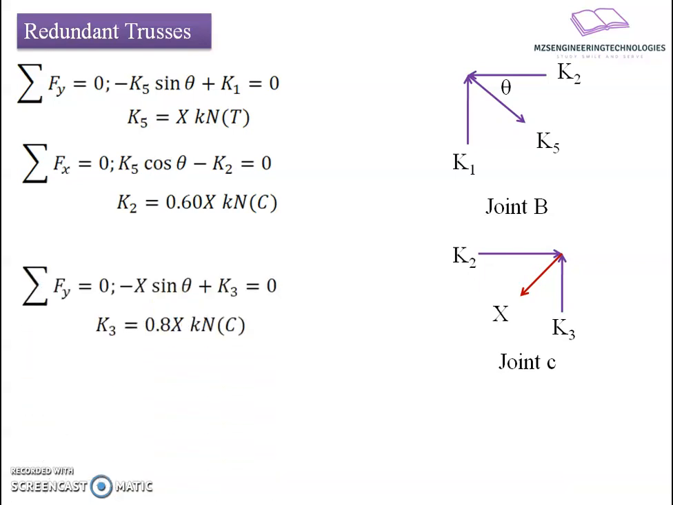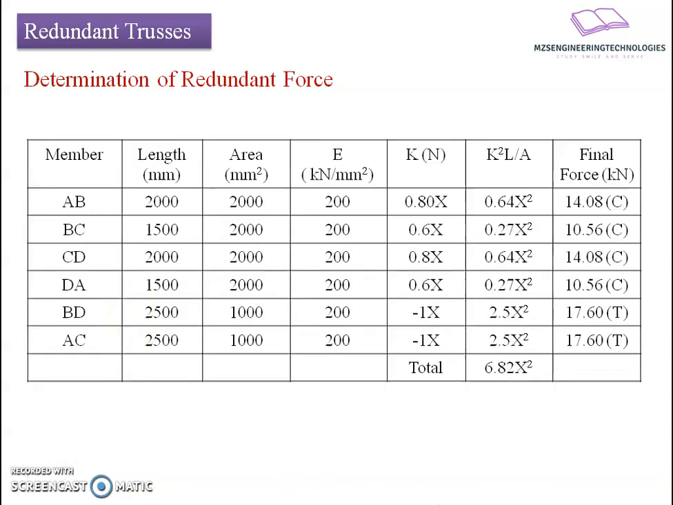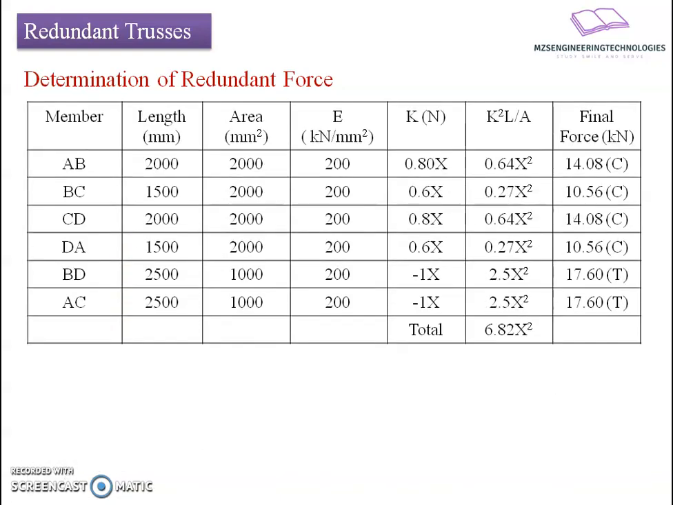So we'll write summation of forces in vertical direction equals 0, resulting in the relation minus x sin theta plus K3 equals 0. K3 comes to 0.8 times x kilonewton in compression. Once we know the values here, we will go for the determination of the result. We will tabulate these member forces and other results to make the calculation easy.